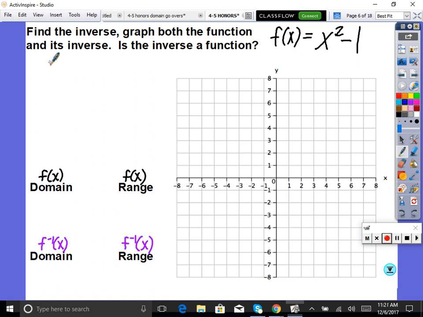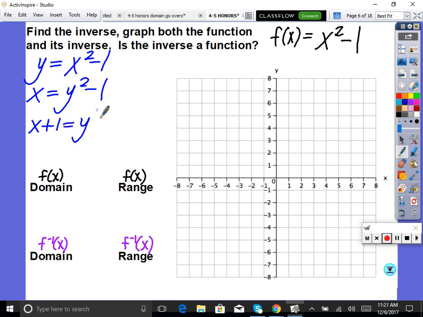So my original function is x squared minus 1. So to find the inverse, right now we have this. Y is equal to x squared minus 1. First step, switch x and y. Second step, solve for y. So what should I do? Add 1. Now, what would I do next? Square root of x plus 1 equals y.